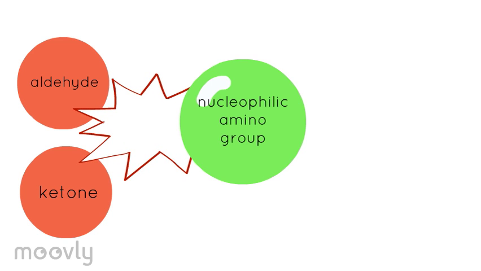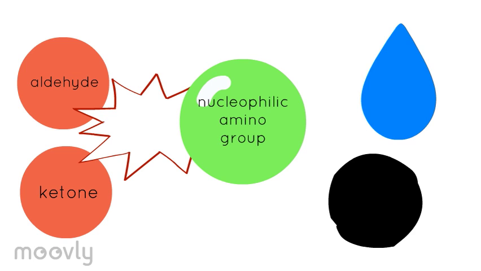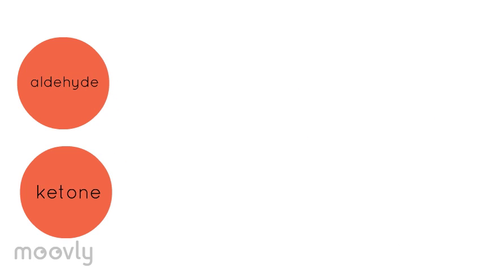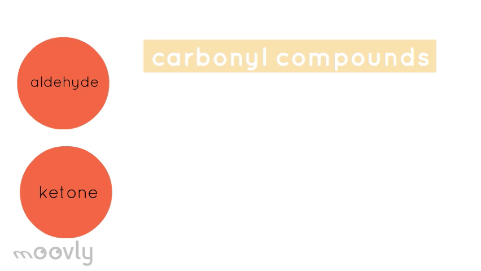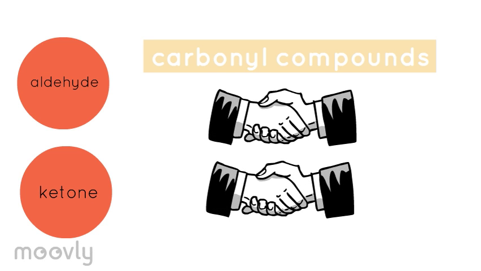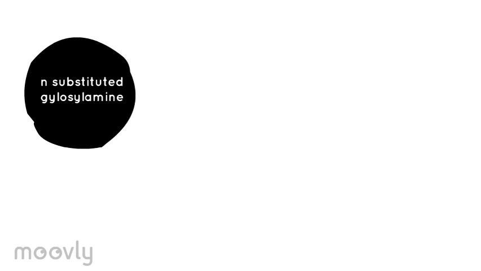During the Maillard reaction, the carbonyl group of sugar, which can either be aldehyde or ketone, reacts with the nucleophilic amino group present in the amino acid to produce water and N-substituted glycosylamine. By the way, aldehydes and ketones are carbonyl compounds, or compounds that contain a carbonyl group, a carbon-oxygen double bond. The N-substituted glycosylamine then isomerizes and is rearranged to form ketosamine.